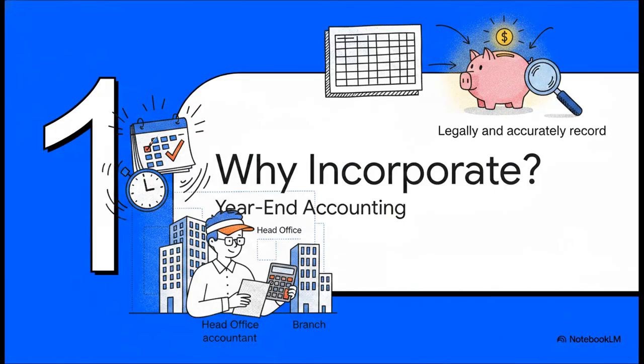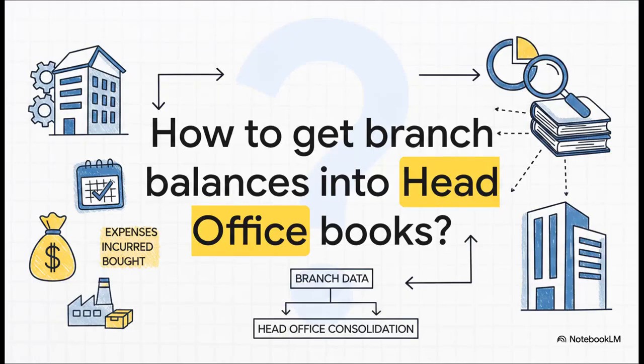Okay, Section 1. Why incorporate branch balances? Imagine you're the head office accountant right at year end. The fundamental question you've got to answer is, how do we actually get the branch balances into the main head office books? I mean, the branch has been operating all year long, right? They've made money, they've incurred expenses, bought some assets. So, what are the primary steps to consolidate everything so the head office has one complete financial picture?